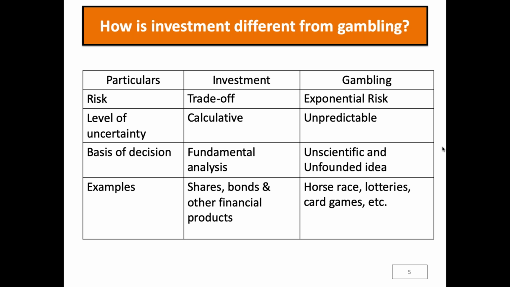Basis of decision. Say, for example, you want to buy a lottery ticket. On what basis will you select it? It could be based on color, a picture, or a number. There are many more unscientific, subjective ideas for gambling. That is how decisions are made. Whereas when we talk about investment, much more is known to us. There are shares, bonds and other financial products, and you can get into venture capital and private equity. All of these come under your investments.